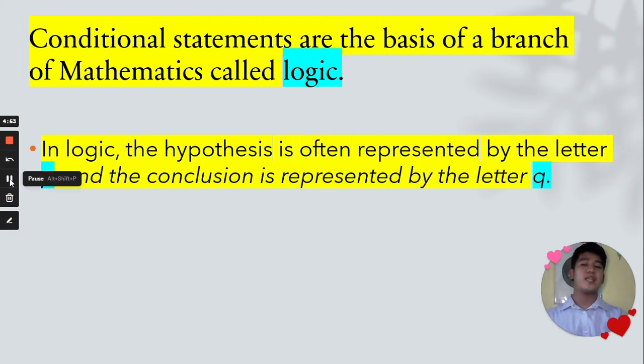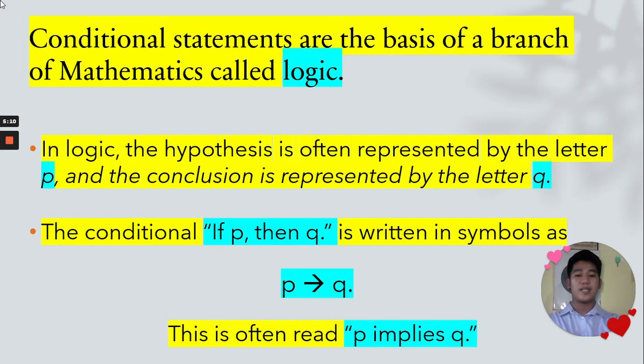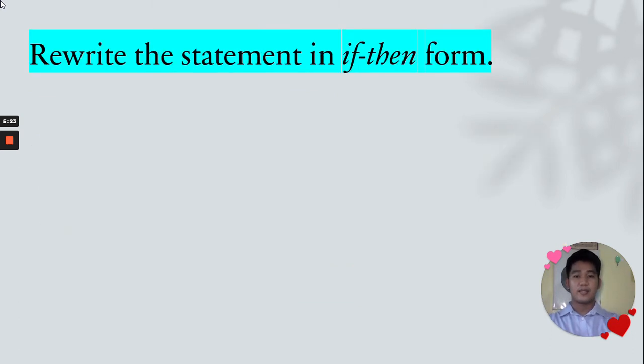And since they are represented by these letters, we can write the conditional, if P, then Q, or if the hypothesis, then conclusion. It is written in symbols as P implies Q. Yes, it is often read as P implies Q. That the hypothesis implies something as for the conclusion. So P implies Q. Okay? Get it? Let's move on.